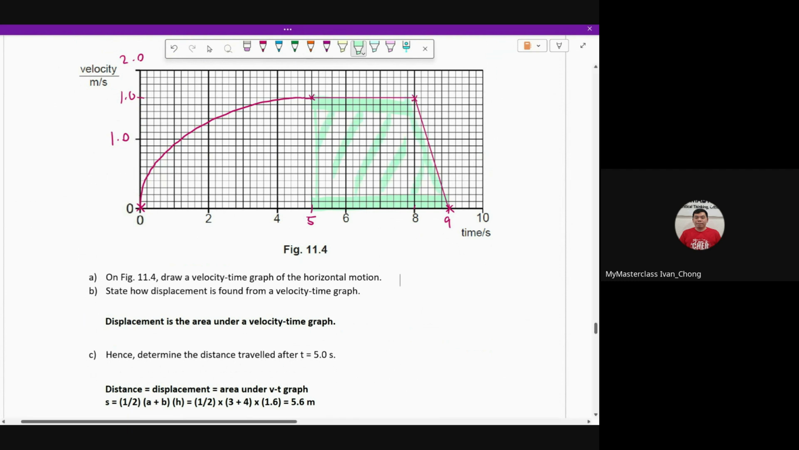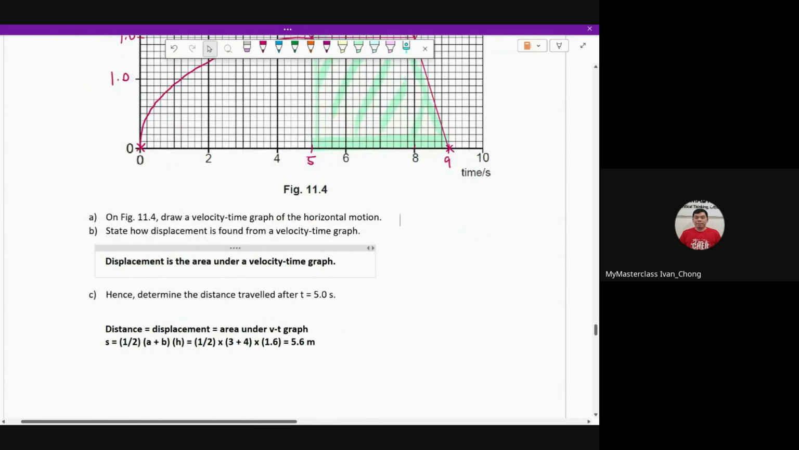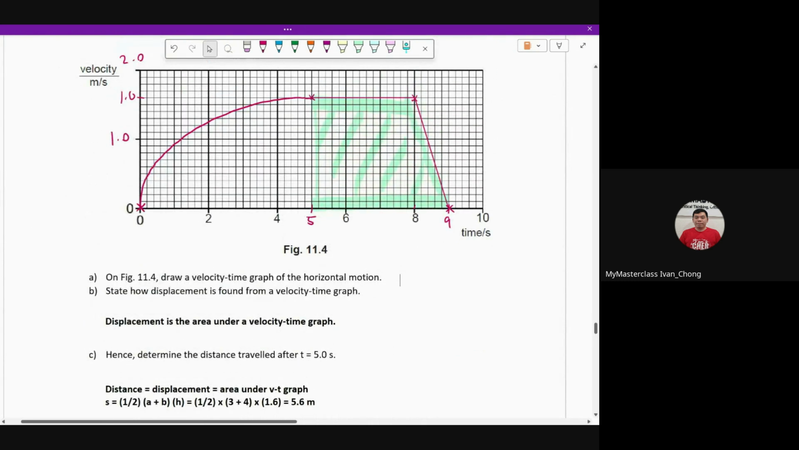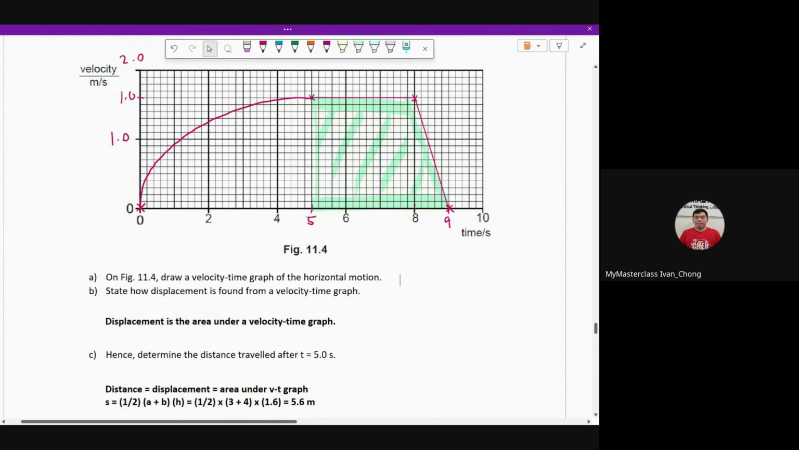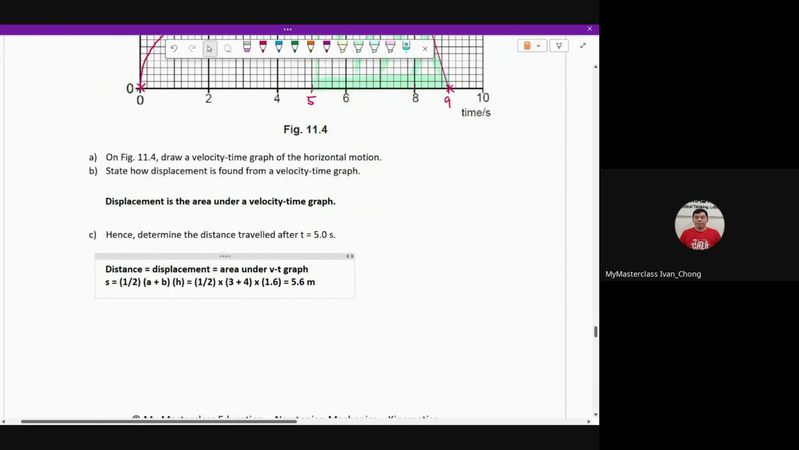So the area of a trapezium is half (a plus b) times h. A plus b is, at 5.8, this is 3 on top; at 5.9, this is 4 below. So 3 plus 4, and your height is 1.6. So altogether, you get 5.6.